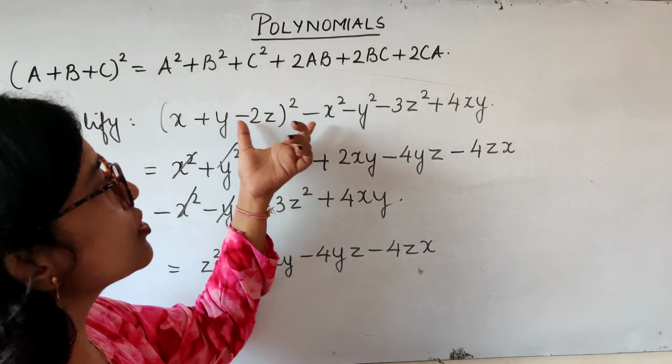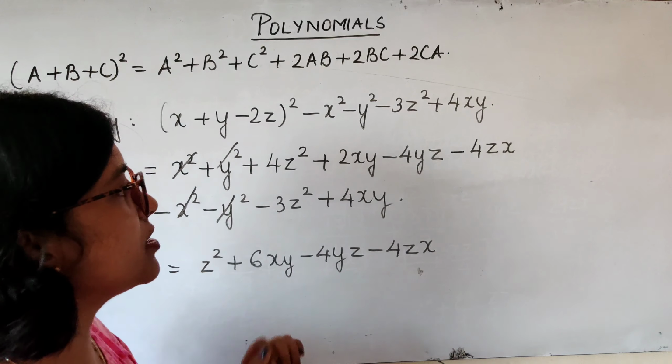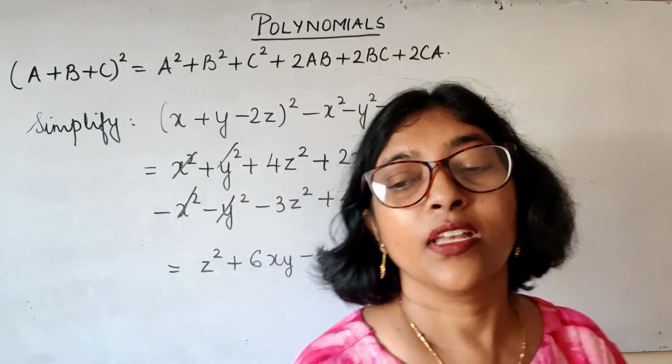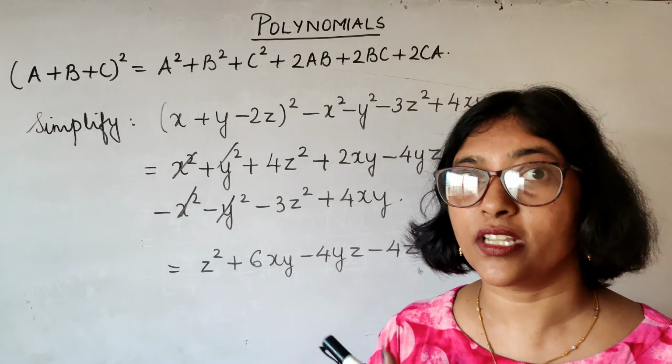So in here we had to put the identity only for the first term. So wherever there is a whole square, just put the identity, simplify. These are very simple questions. Hope you will get them. And let's have 2 questions to be done on your own.